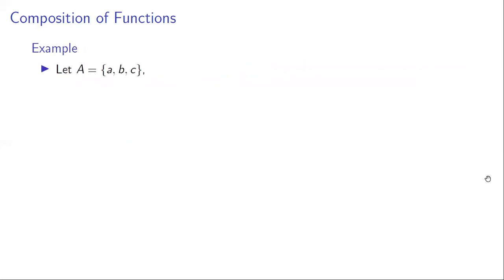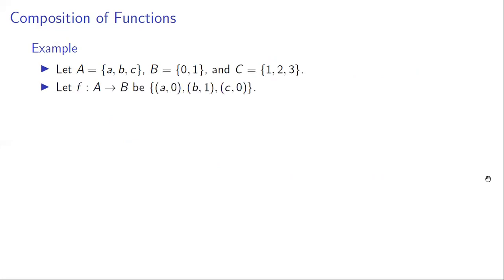Let's look at another example. Let's say we have a set A equals {a, b, c}. Set B contains 0 and 1, and set C contains 1, 2, and 3. Let's say we have a function f from A to B defined like this. It's a set of ordered pairs: (a, 0), (b, 1), (c, 0). And then let's say we have a function g from B to C defined like this. Whoops, missing a curly brace there. All right, and let g be a function from B to C containing these ordered pairs.